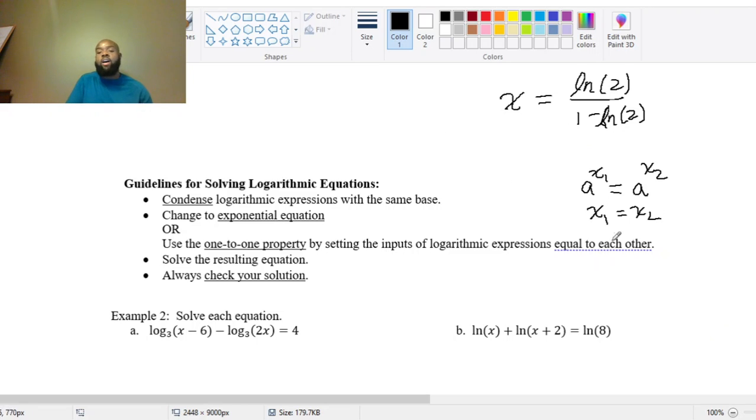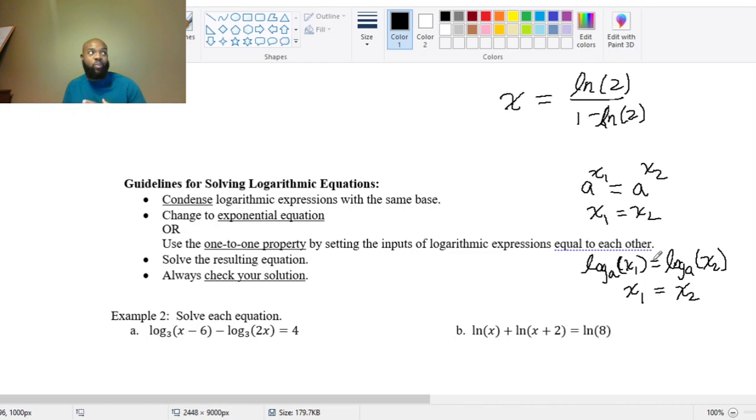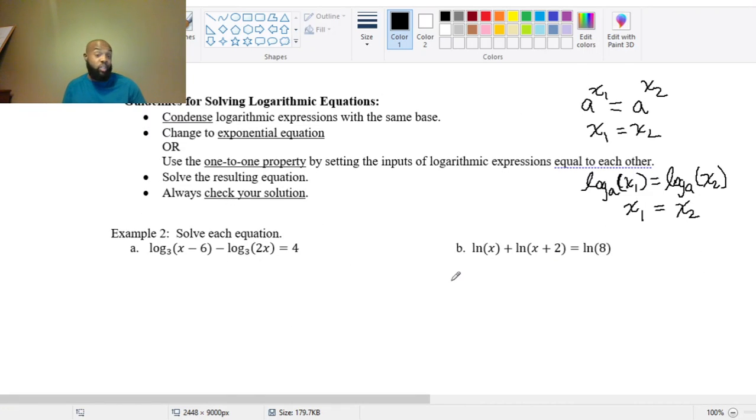And so if I have log at base a of x1 equals log at base a of x2, then by the one-to-one property, if this equation is going to be true, then the arguments or the inputs of my logarithmic function have to be equal to each other. So this is another method that we can use to solve our logarithmic equations. Let's look at two examples. And once we use either method, we solve the resulting equation, and then we're going to check our solutions like I said before.